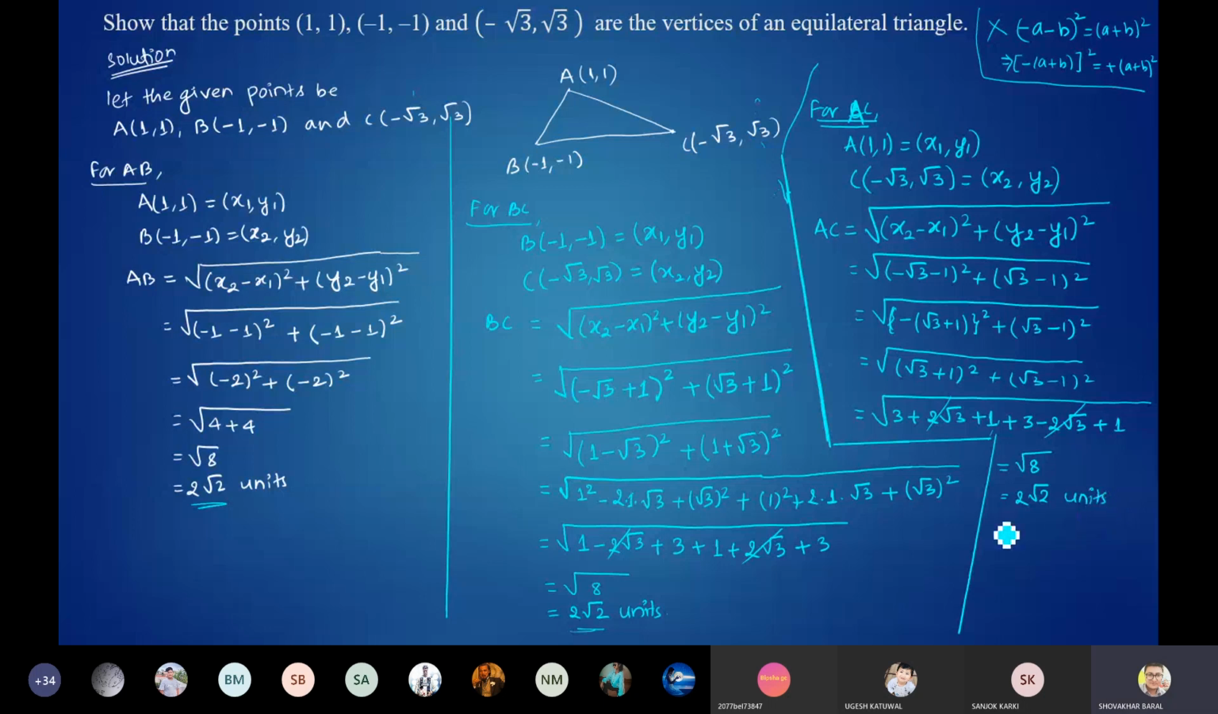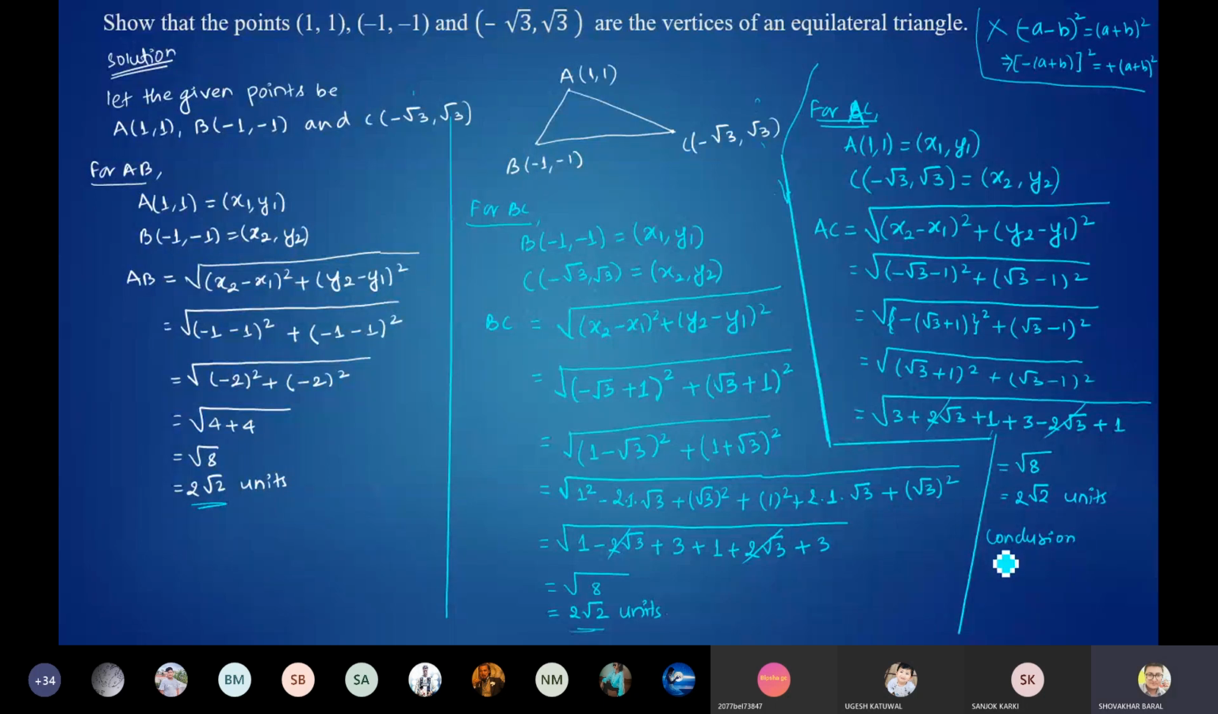Okay. So since AB, BC and AC, all the sides of the triangle, are equal in length, we can say that these 3 points are the vertices of an equilateral triangle. So let's write the conclusion here.